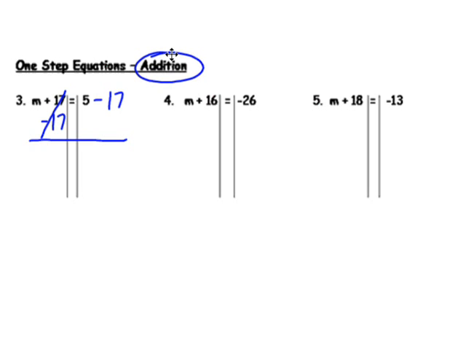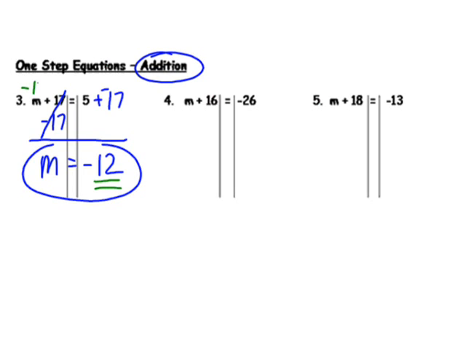If you remember, it's easier to add integers than it is to subtract, so I'm going to turn this into addition by adding the opposite. And positive 5 plus negative 17 is negative 12. We can check this really easily by substituting our answer of negative 12 for m. Is negative 12 plus positive 17 5? It is, so it checks.